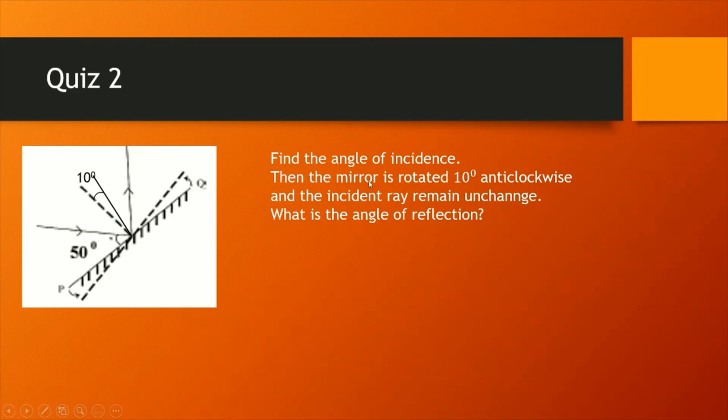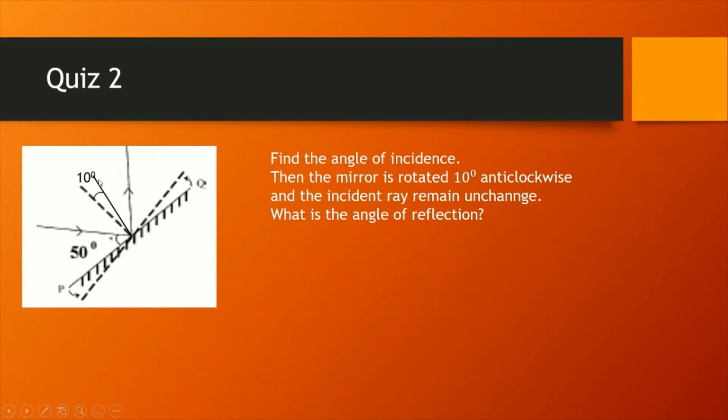Now, the mirror is rotated anti-clockwise. You see this mirror, now I tilt it anti-clockwise 10 degrees, and the incident ray has no change. So what happened to the incident angle? Is it still 40 degrees? To determine the new incident angle, we must know that when we tilt the mirror, the normal also changes, because the normal is always 90 degrees to the mirror. So this dotted line is the new position of the mirror, and the dotted normal is the normal of the new position.